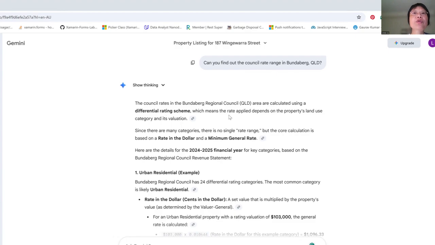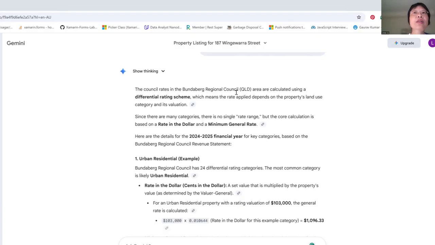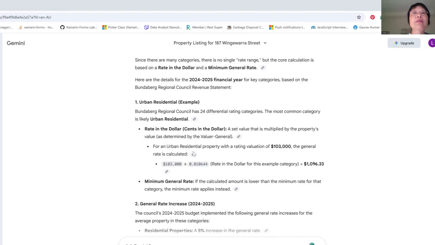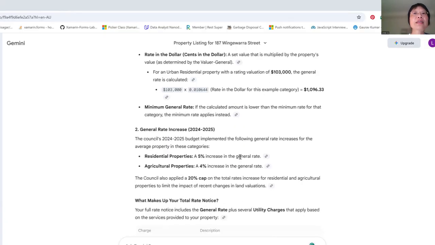For example, you can see that I asked Gemini to help me find local council rates in a very popular area in Queensland called Bundaberg. I asked it to find local council rates for this area. It helped me research local council rates in that area.